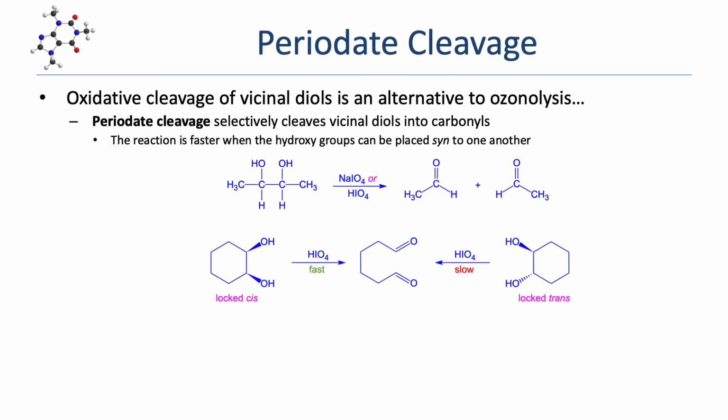Another oxidative cleavage similar to ozonolysis is the cleavage of vicinal diols using periodate. Because vicinal diols can be prepared from alkenes, the reaction provides a 2-step alternative to ozonolysis for the cleavage of alkenes. In the first example, we see 2,3-butane diol cleaved with periodate to give 2 molecules of acetaldehyde. The reaction is considerably faster when the 2 hydroxy groups are aligned in the same direction. In the second example, we see that the cleavage of cis-1,2-cyclohexane diol is considerably faster than cleavage of the trans isomer. This is because the reaction proceeds through a cyclic periodate ester intermediate, which is more readily formed when the 2 alcohols are in close spatial proximity.